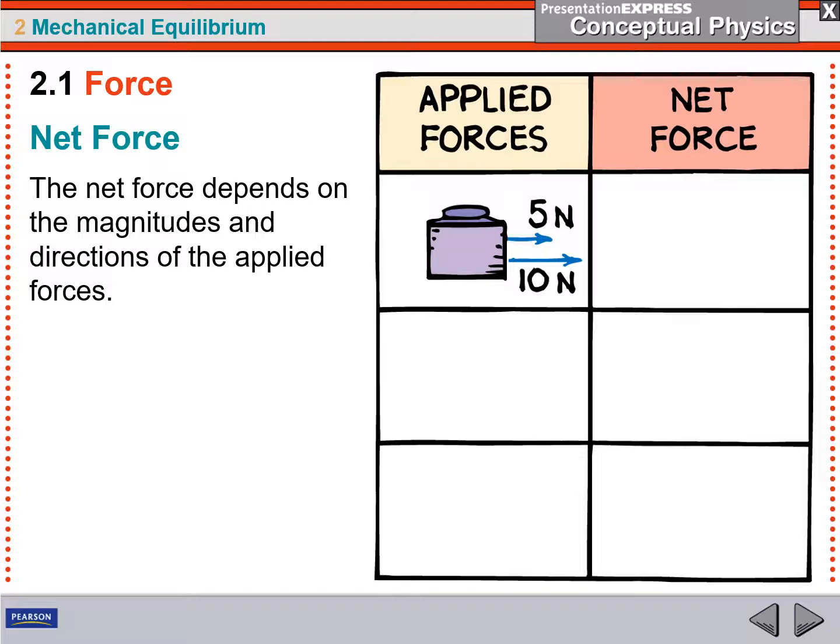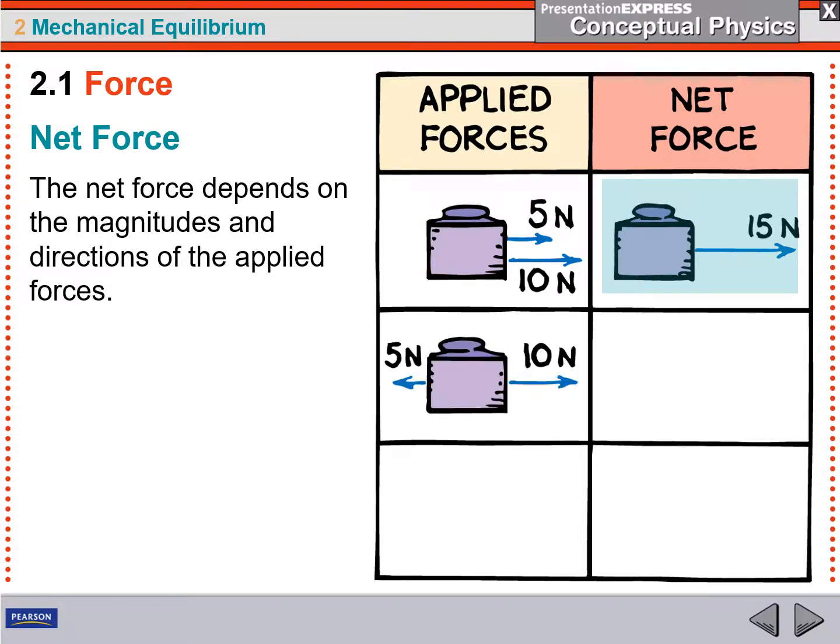Just for a little practice to make sure that we're on the same page, take a look at this diagram. There's an object here with 2 forces pushing it toward the right. One force is 5 newtons, the other is 10. The net force is those 2 forces added together, and since they're in the same direction, the net force would be 15 newtons to the right. A force is a vector and should have both a size, 15 newtons, but also a direction, to the right. That direction may be represented by an arrow.